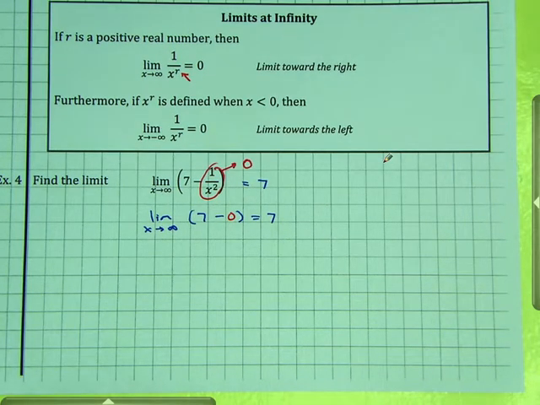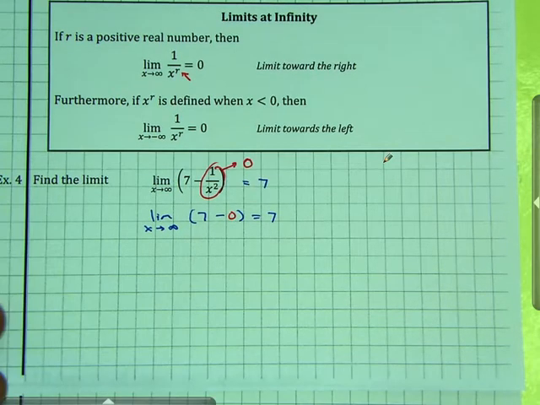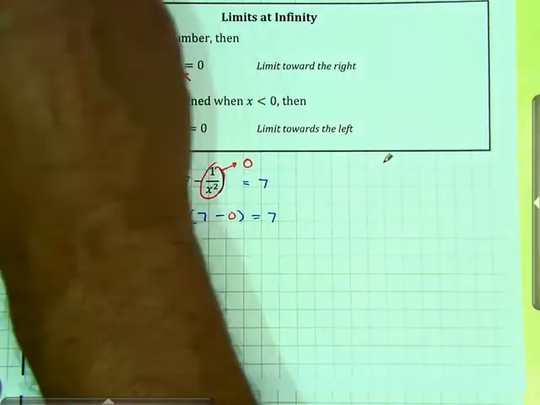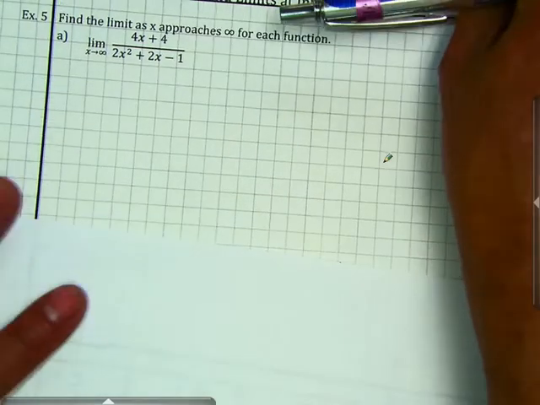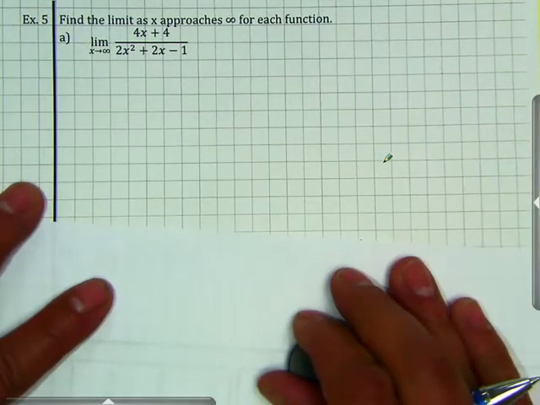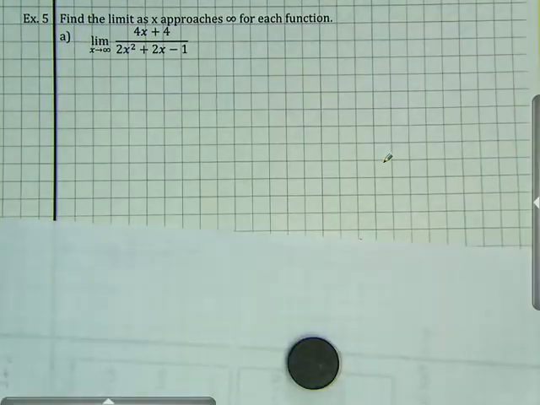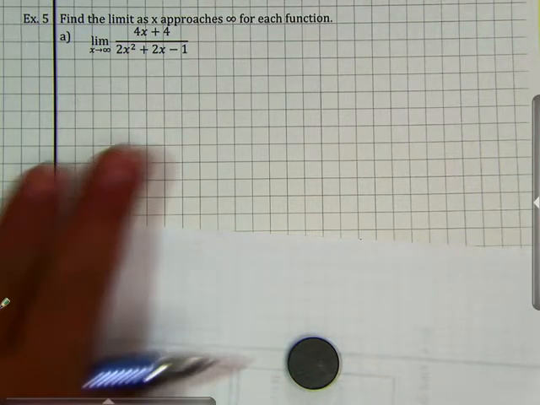Let's just move on to example number 5, the last example for today. Well, there's 3 components, A, B, and C. Go and copy it down, and once you have it ready, we'll start. Go and pause it.